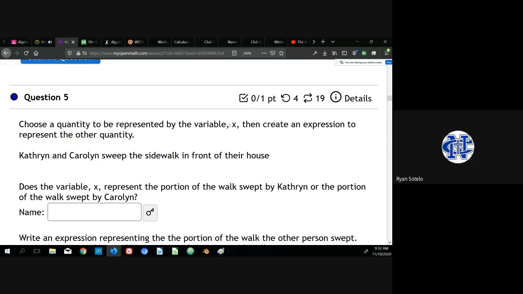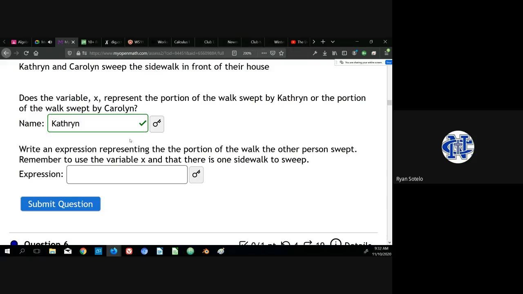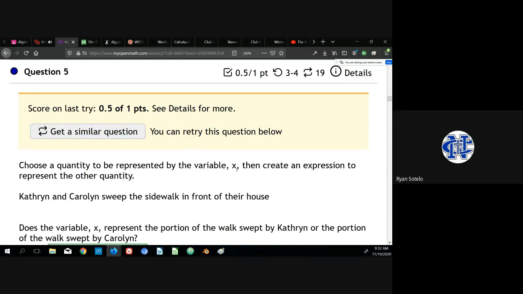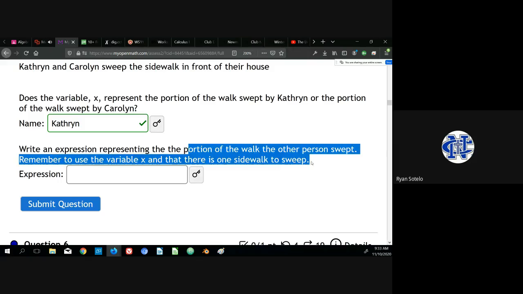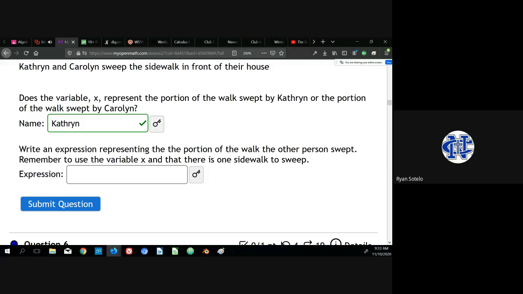Okay, X is a quantity. Carol and Catherine sweep the sidewalk. X represents the portion swept by Catherine or Carol. So you just pick one of their names. We'll say Catherine. I don't know why they do that. So Catherine did X. That's the proportion that she swept. Okay, write an expression representing the proportion of the walk the other person swept. Remember that the variable X goes with Catherine here, and that there's one sidewalk to sweep.